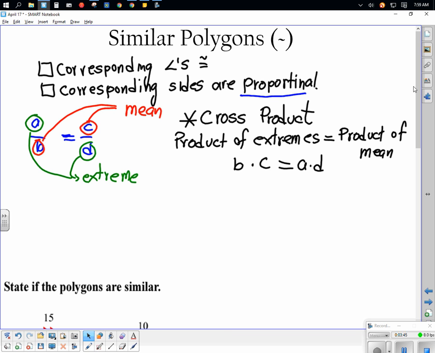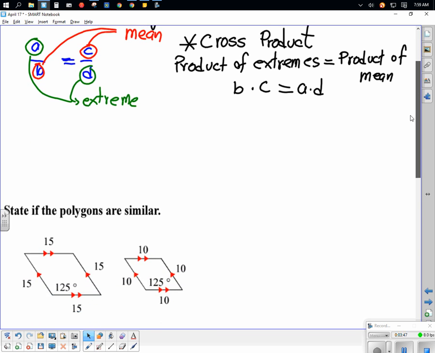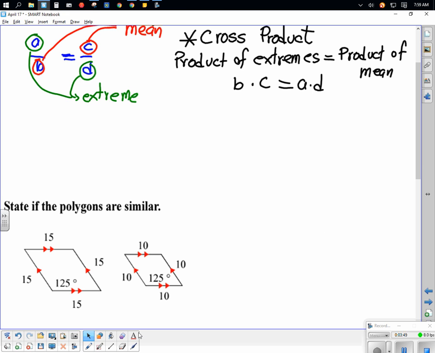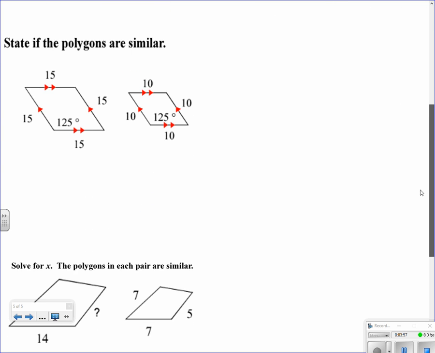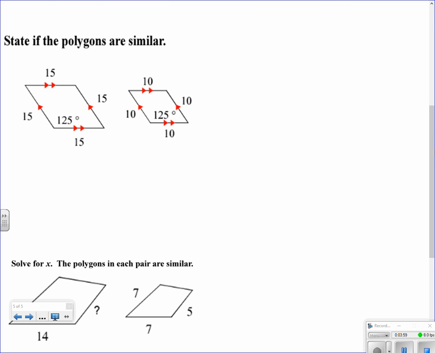So I have some examples right here. Let us do example number one. Example number one is the following. State if the polygons are similar, and that's what they gave to us. Okay, so what I'm going to do is the following. There are two conditions for similar polygons. Condition number one, and I'm going to abbreviate it: corresponding angles are congruent.